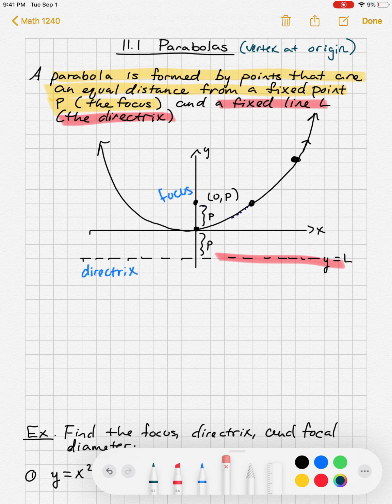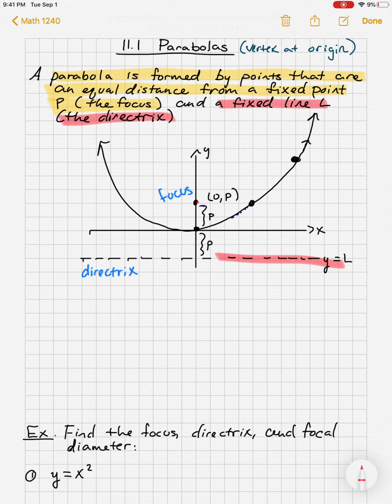In other words, if we were going to actually trace out points on this parabola, they would all be points that are, say I'm at the vertex, the distance to the focus point would be equal to the distance to the directrix. So that gives me that origin point. If I'm at a point here, let's do a different color, the distance from this point on the parabola to the focus would have to be the same as the distance to the directrix here.